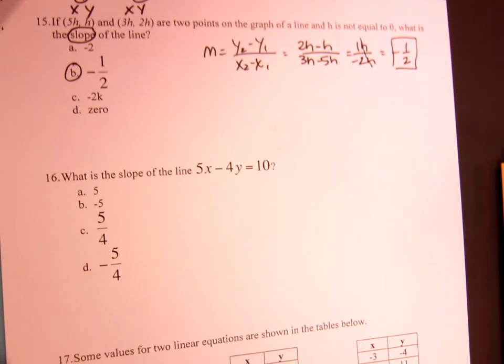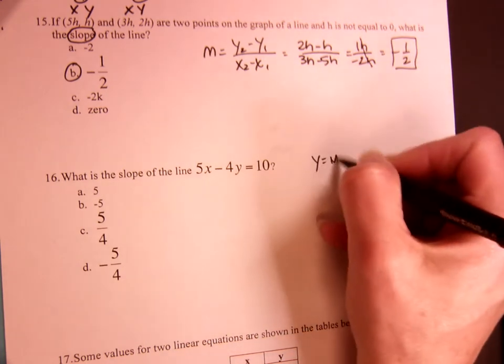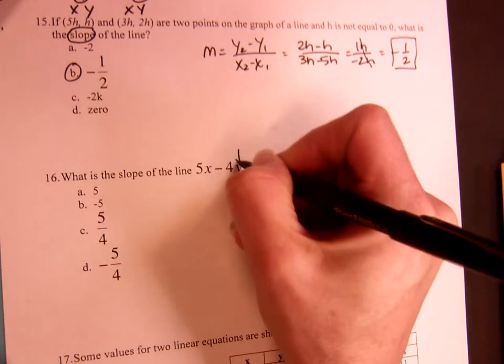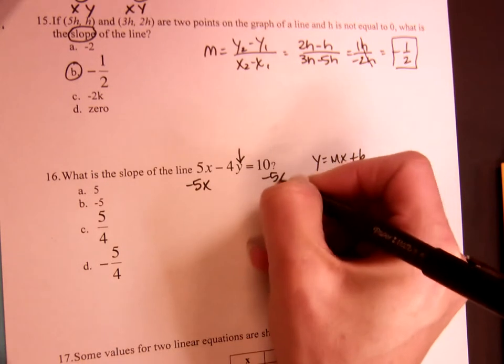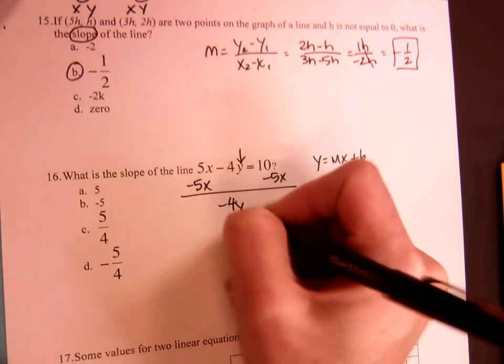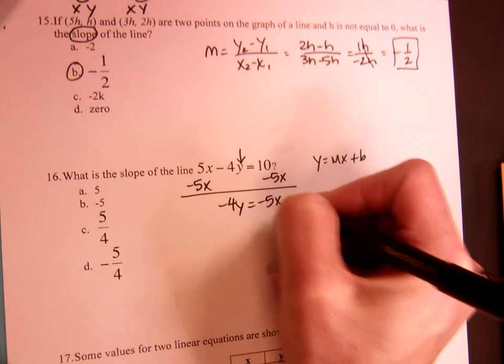Number 16, what is the slope of the line 5x minus 4y equals 10? Remember, slope is m when you use this equation. That means we need to get the y by itself. So we would need to first subtract 5x on both sides. This is negative 4y equals negative 5x plus 10.